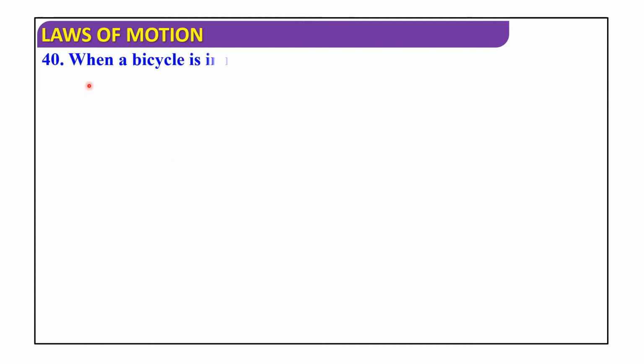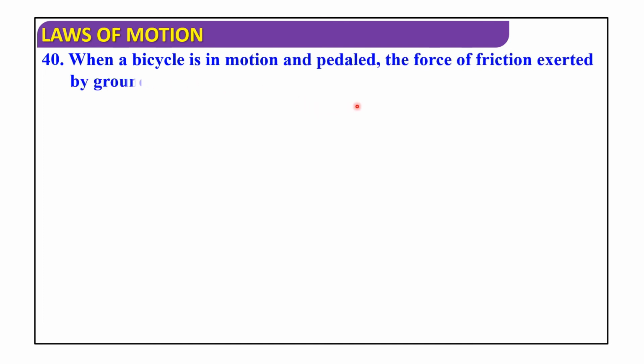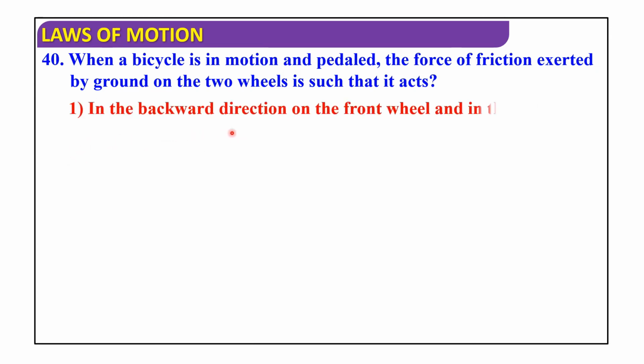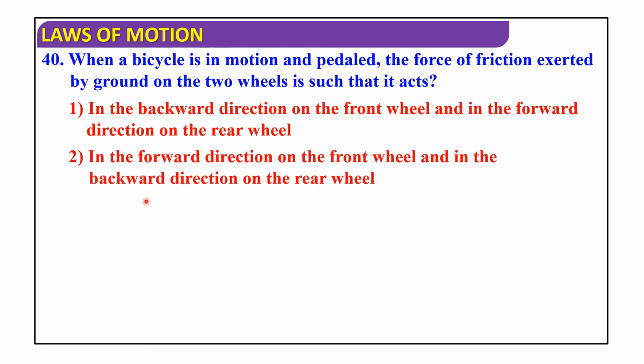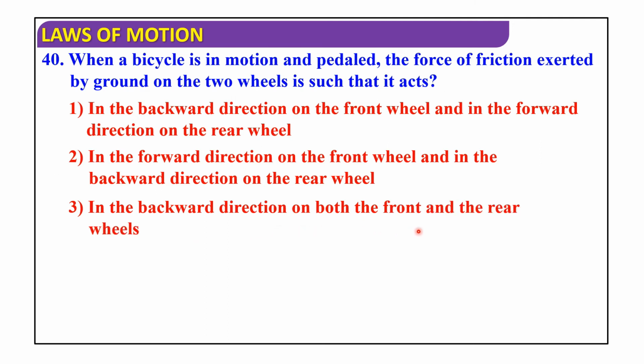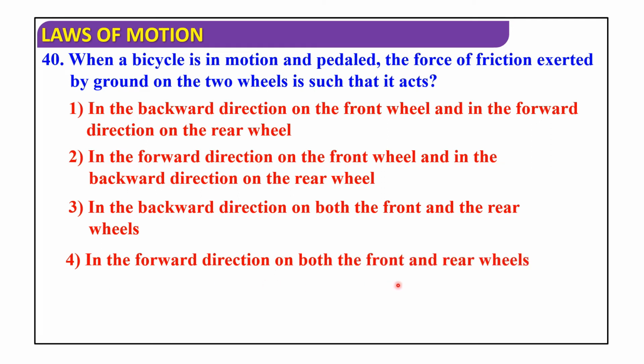Next, when a bicycle is in motion and pedaled, the force of friction exerted by the ground on the two wheels is such that it acts in the backward direction on the front wheel and the forward direction on the rear wheel, in the forward direction on the front wheel and the backward direction on the rear wheel, in the backward direction on both the front and rear wheels, or in the forward direction on both the front and rear wheels. So which one is correct? In the backward direction on the front wheel and in the forward direction on the rear wheel.